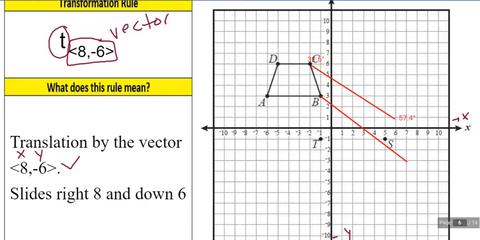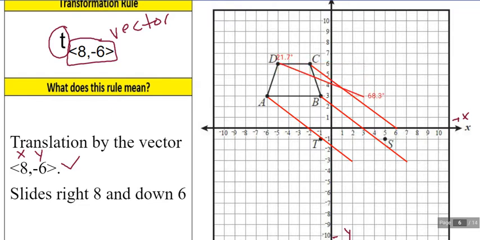Now, one way you can check yourselves along the way is that these two vectors, these two red lines that define how much we're sliding, should be congruent and they should also be parallel. And at least checking by the eye test, I think those pass. They look fairly parallel and about the same distance. Okay, and so we're repeating with the A to the A prime point. So 1, 2, 3, 4, 5, 6, 7, 8, and then 1, 2, 3, 4, 5, 6. And again, this one should be parallel. It should also be congruent as well.